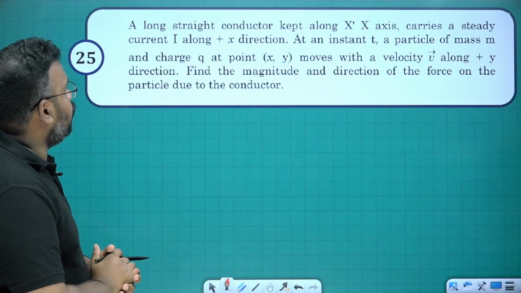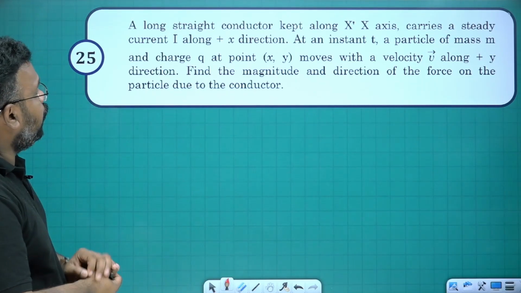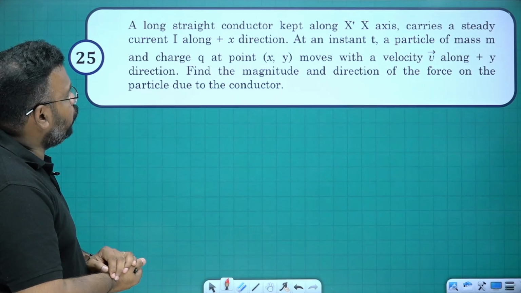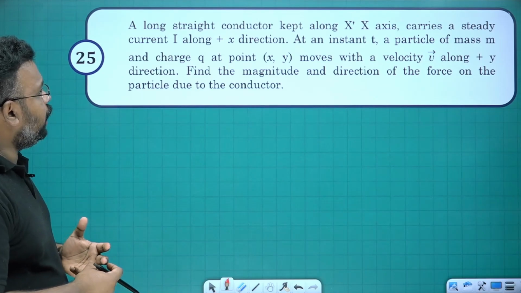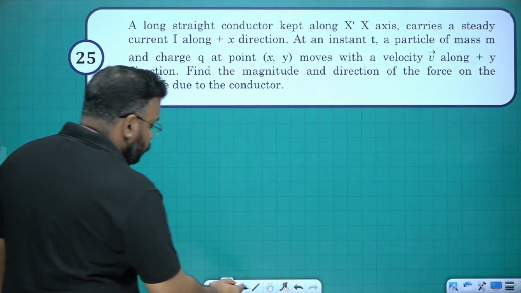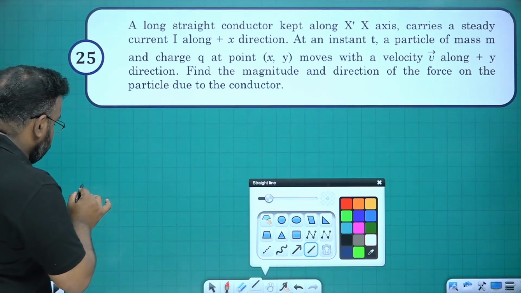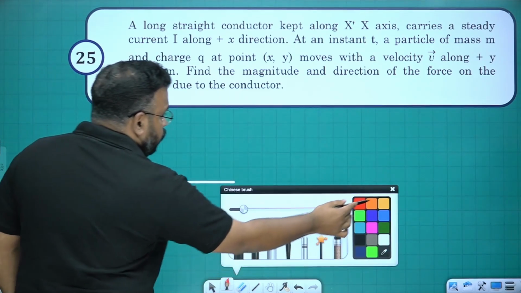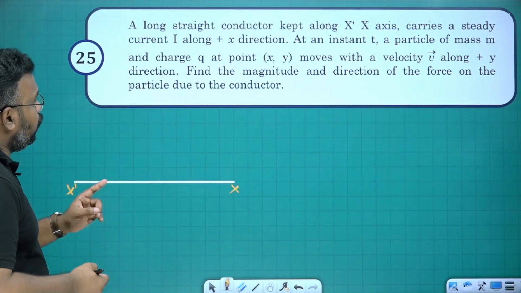Question number 25. A long straight conductor kept along the x axis carries a steady current I along the positive x direction. At an instant t, a particle of mass m and charge q at point x, y moves with a velocity v along the positive y direction. Find the magnitude and direction of the force on the particle due to the conductor. The question is a bit lengthy, let's try to understand it first. A long straight conductor is kept along the x axis. So let me take this as the x axis, this is x dash and this is x. It carries a current I along the positive x direction.